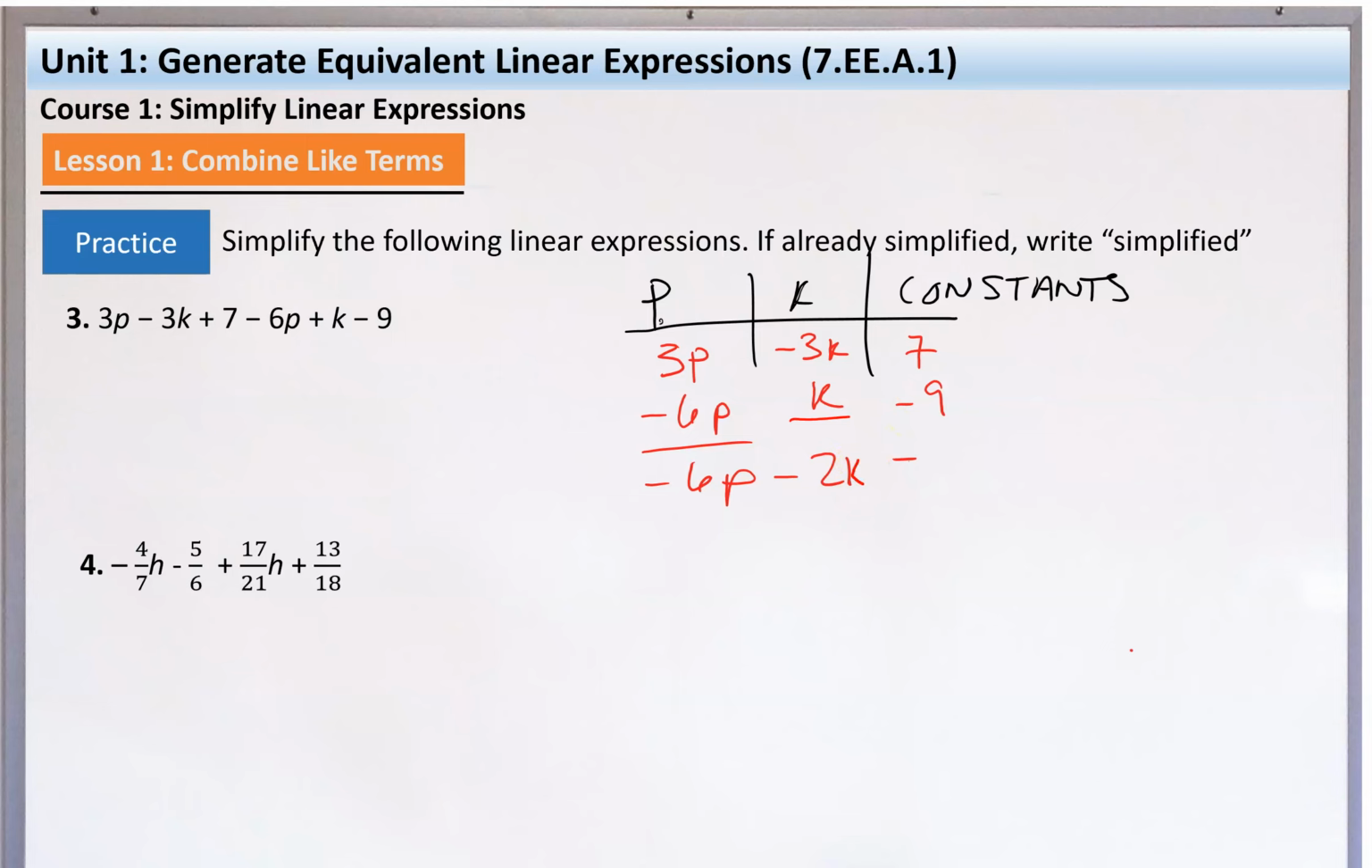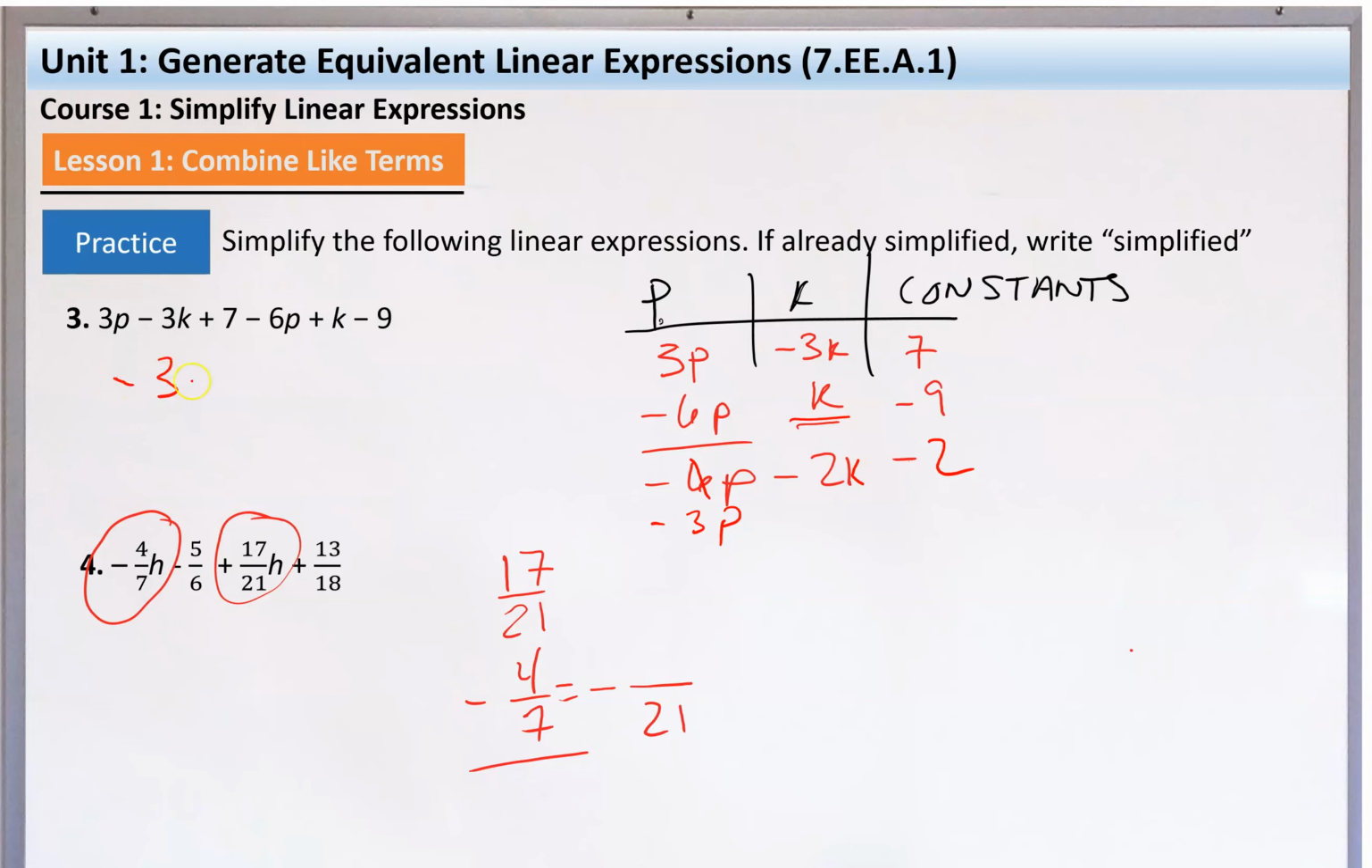So 3 times the number p minus 6 times the number p. It's not right. It's supposed to be 3 times some number p minus 6 times the number p gives negative 3 times the number p, minus 2 times k, minus 1. So let's get the final answer here. Minus 3 times some number p minus 2k minus 1.